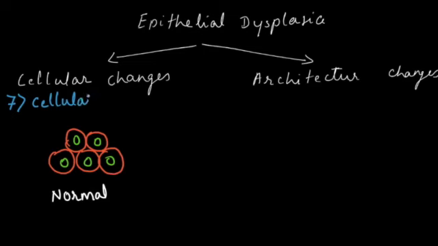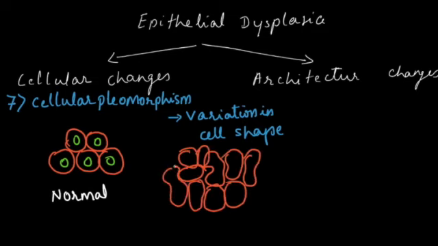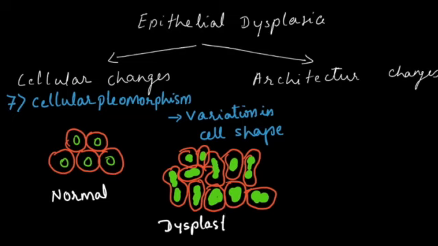Seventh cellular change is cellular pleomorphism, which means variation in cell shape. Here on the left side, we have normal bunch of cells showing uniform shape, whereas on the right side, where I'm drawing now, are all of different shapes. Also, variation in sizes that you can see. So this is called as the cellular pleomorphism in dysplastic epithelium. The variation in shape and size both go hand in hand.